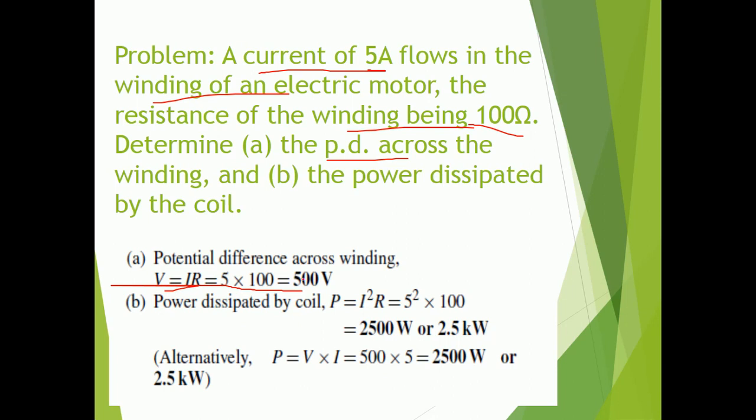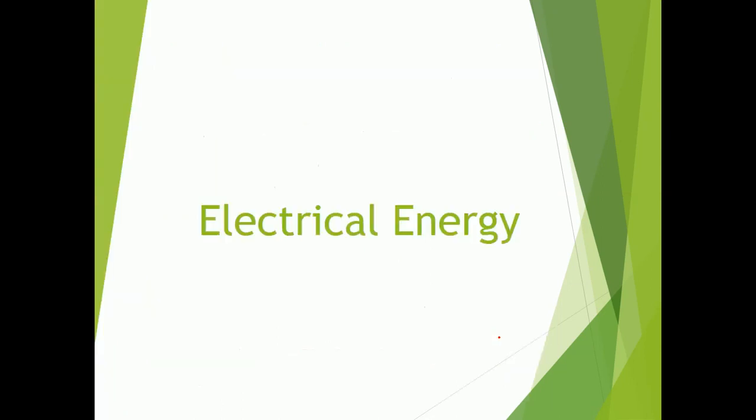In the second case, we need to calculate the power dissipated by the coil. So again, power dissipated, either we can use P is equal to V into I because we have the voltage as well now, or we can calculate P is equal to I square R. So the answer for the power dissipated by coil comes out to be 2.5 kilowatt.